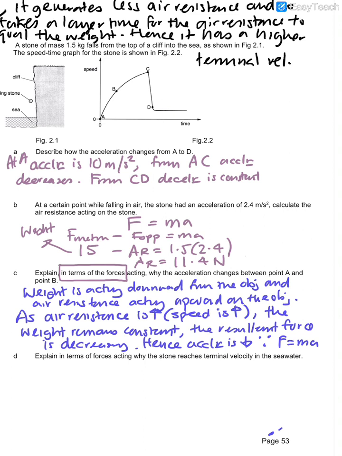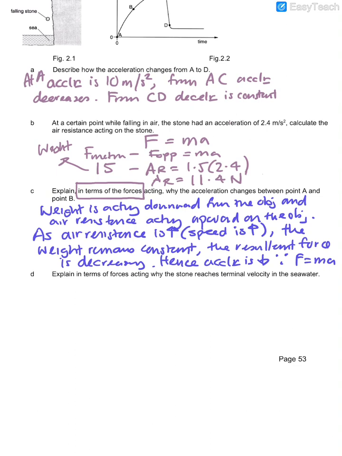So you see, this is important, because it is common for them to ask you to explain in terms of forces what is happening. A lot of people will just jump. They will say, oh, air resistance increases, therefore acceleration decreases. In terms of forces means you must talk about this, this, and this, and then finally this. So use this as your guideline to help you explain what is happening. Alright?